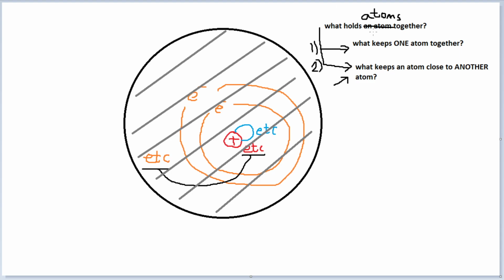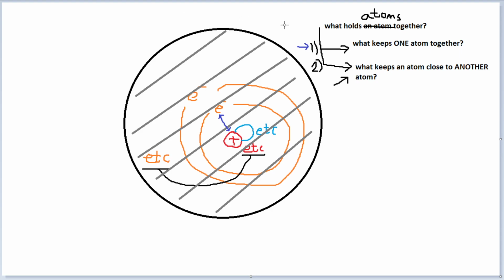So at this point I can answer question number one. What keeps one atom together? We have to look inside the atom to check what is preventing the atom from falling apart. That's the thing I was just talking about. It's the electrostatic force that hopefully you've learned about before. It's the attraction between the negative electrons and the positive protons. By the way, that's called the electric or the electrostatic force. So that is the answer to question number one. What holds a single atom together?